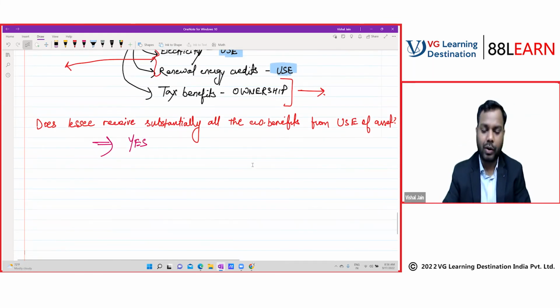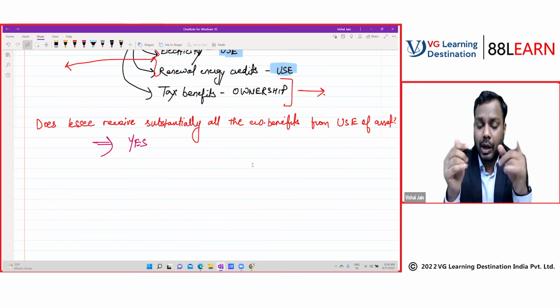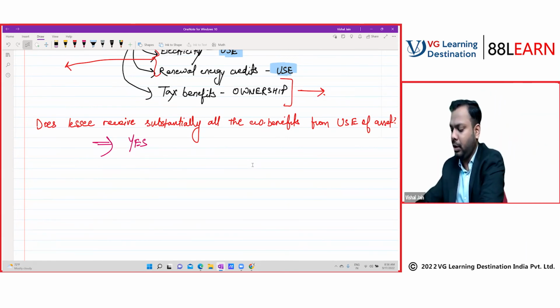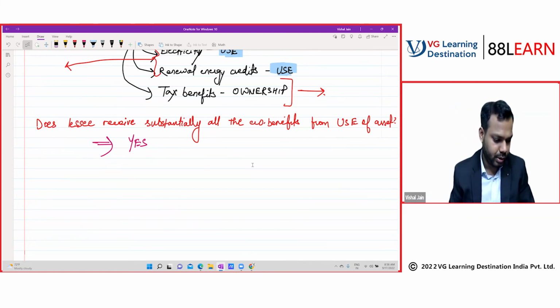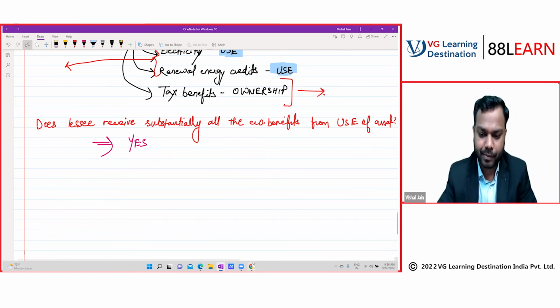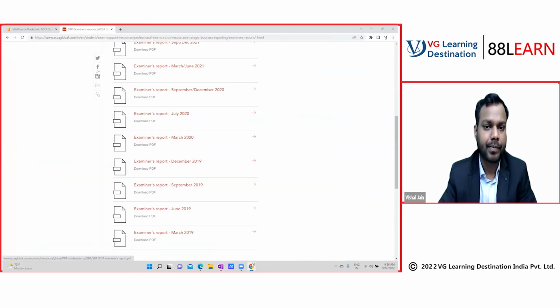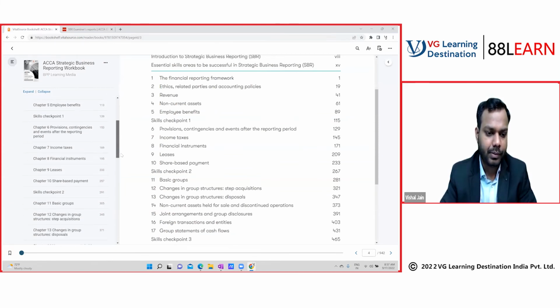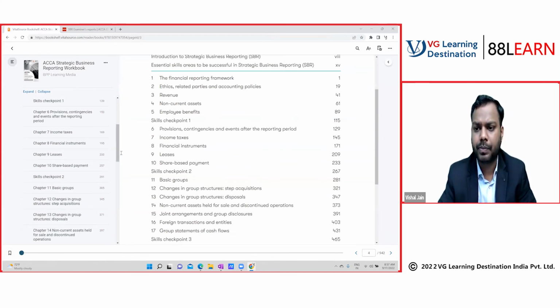Now, what you have to do after this class is read all these things. I'll tell you guys exactly what you have to do. I'll project it on the screen here itself. Screen is projected here. Can you see the book?